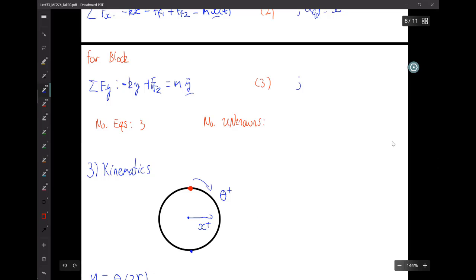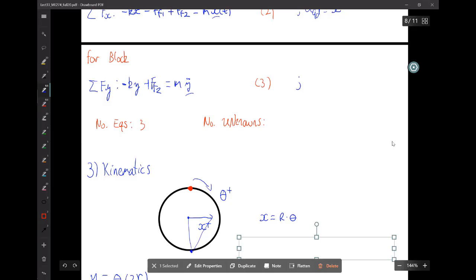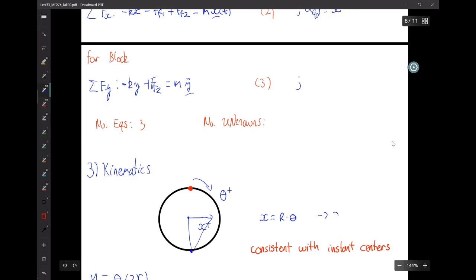X is related to theta. We can say that x is equal to what with respect to this angle? It is the sector. So x is going to be equal to r times theta. We can get this by using instant centers, by saying that x dot is equal to r times theta dot, right? And if we integrate, we get x equals r theta. You can always do that.